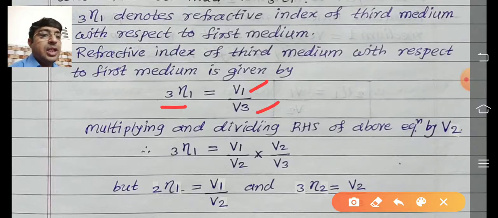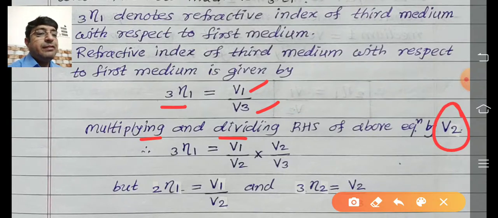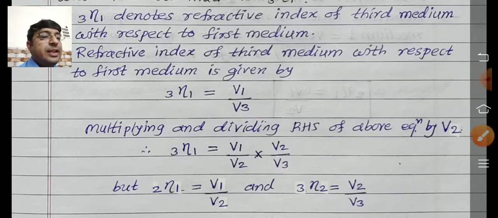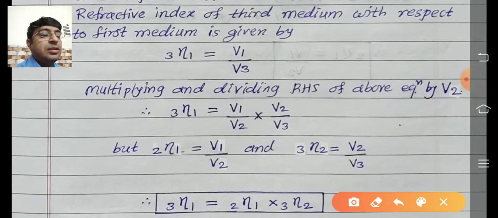Now multiply and divide the right-hand side of the above equation by V2. So V1 upon V2 is there, multiplied by V2 upon V3, and that V3 remains as it is here. Now what do we mean by V1 upon V2? We learned that formula in the above point. V1 upon V2 is nothing but the refractive index of the second medium with respect to the first, and V2 upon V3 means the refractive index of the third medium with respect to the second.